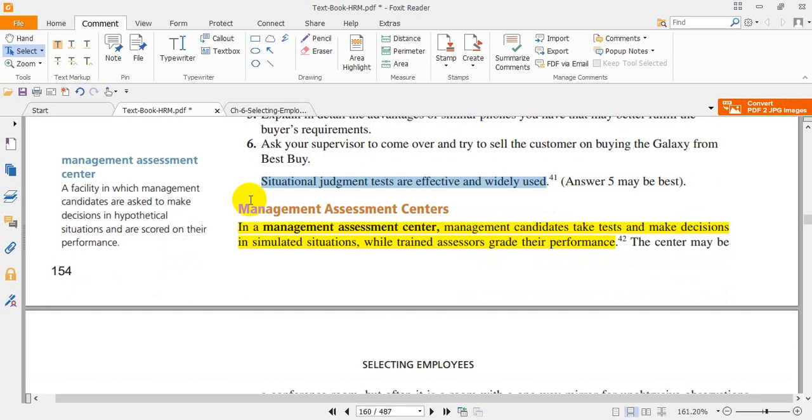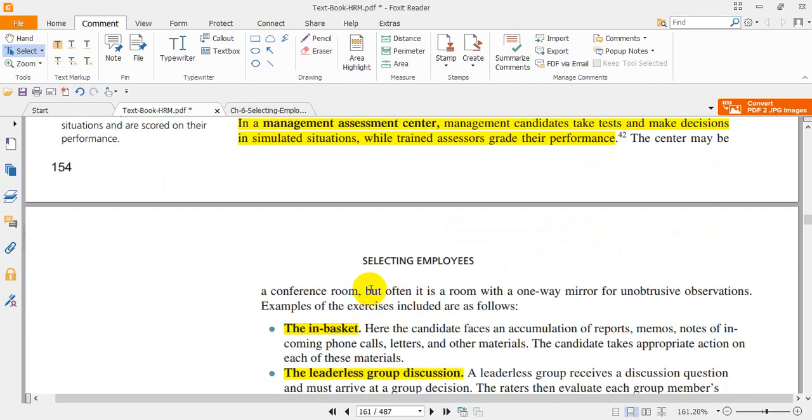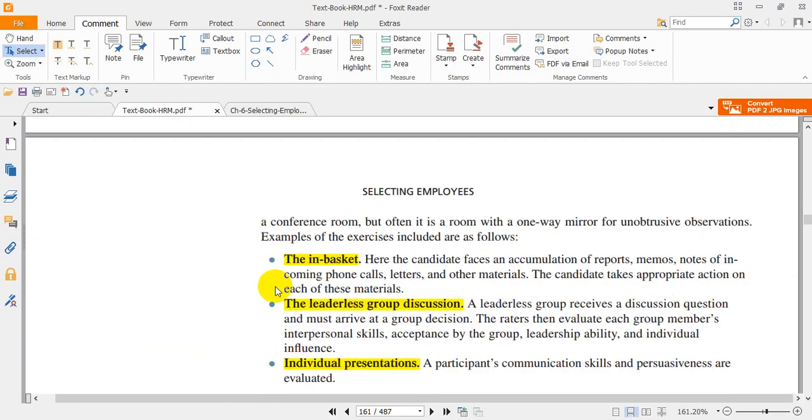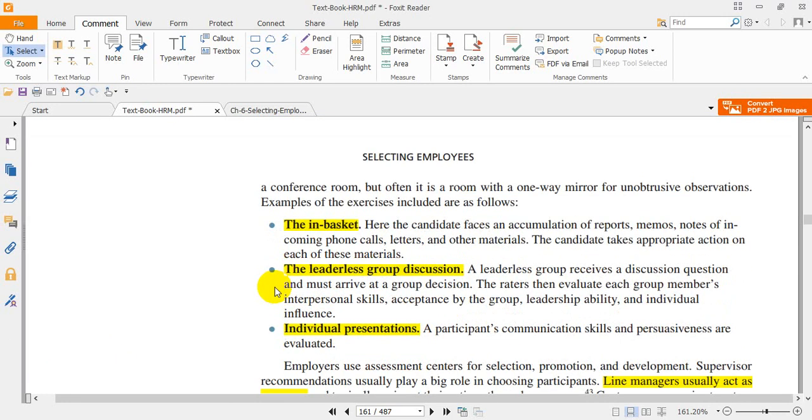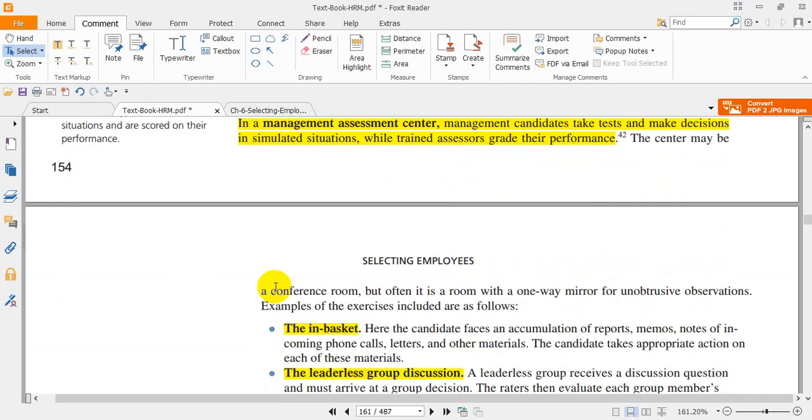Okay, the other type is management assessment centers. In a management assessment center, management candidates take tests and make decisions in simulated situations, while trained assessors grade their performance. The center may be a conference room, but often it is a room with a one-way mirror for unobtrusive observation. There are 3 examples for this type of test, which is management assessment centers.